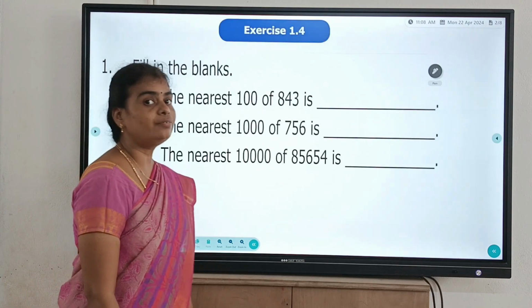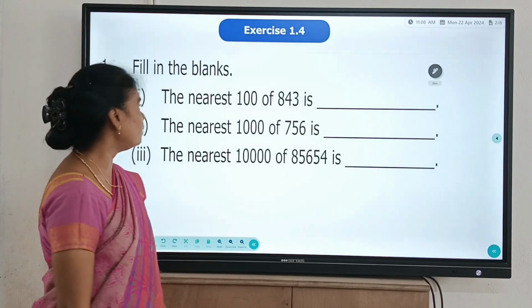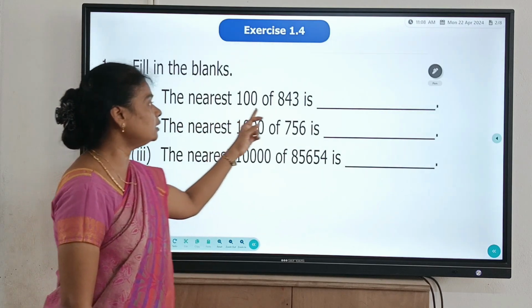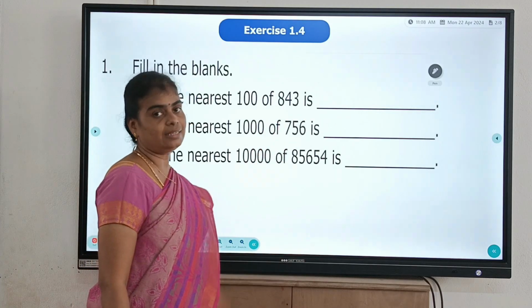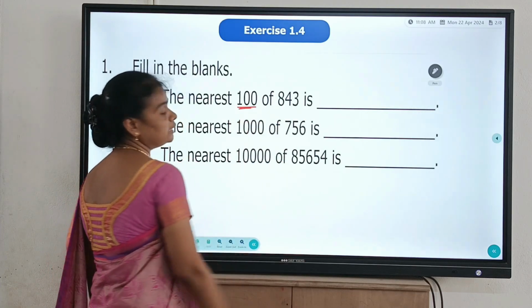We are going to start with exercise 1.4. The first one is fill in the blanks. The nearest hundreds of 843 is. So you are going to round this number to the nearest 100.